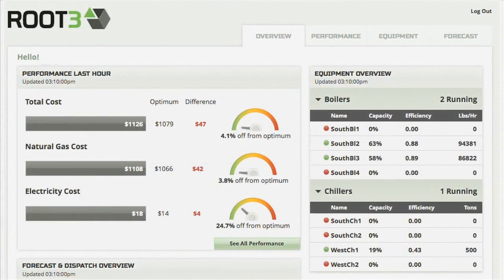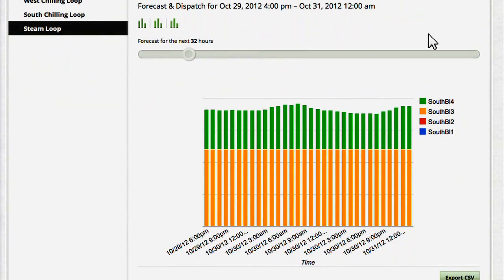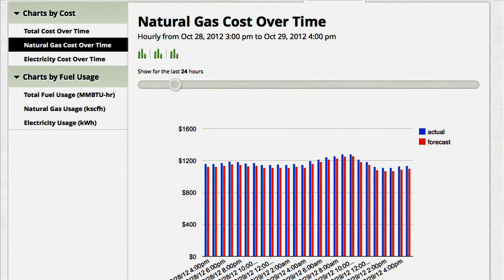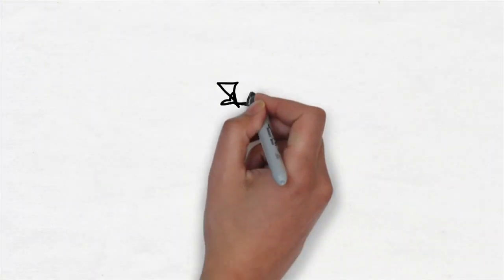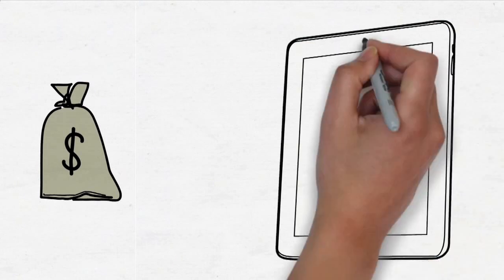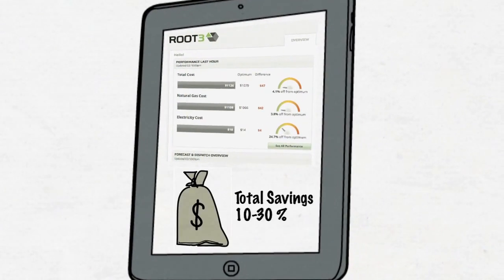The Root3 solution provides an intuitive user interface that will allow operators to view the next 5 hours or 5 days, whatever their preference. The user interface provides a current view of the system and its efficiency, so that each operator can see how much energy and money he's saved each shift. And remember that gold mine we were talking about? Well, while using Root3, Ray will be able to reduce the cost of his plant and improve operational efficiency 10 to 30%.